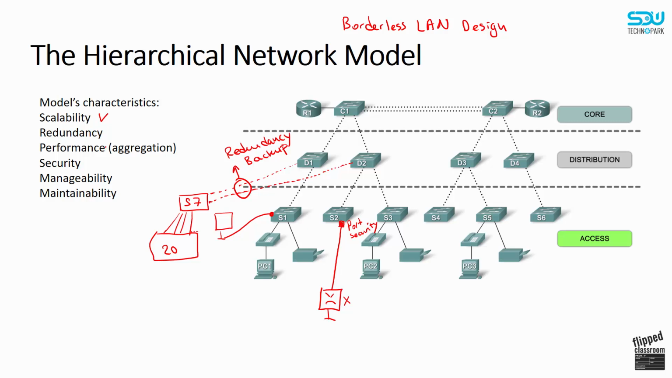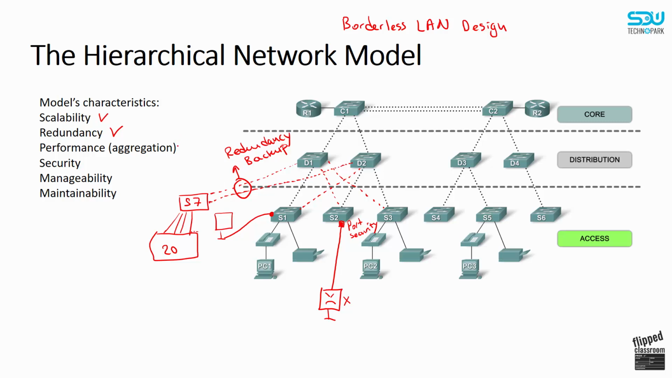The first characteristic is scalability. It can be scaled very well. The second characteristic is redundancy. So you can provide some redundant components, like switch S2 can also be connected to D1, and switch S3 can be connected to D1, and S1 can be connected to D2. So that in case one of the links fails, another link will start to work.